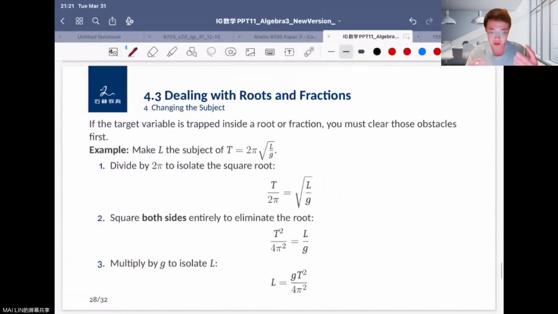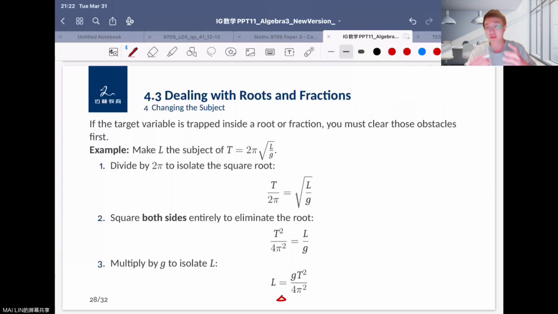We can also deal with roots and fractions. For example, T equals 2 pi times the square root of L over G, and we want to make L the subject. First, we transfer the other variables: 2 pi becomes the denominator, so T over 2 pi equals the square root of L over G. Squaring, T squared over 4 pi squared equals L over G. Multiply by G to isolate L, and L equals G times T squared over 4 pi squared. That is a transformation of the equation.